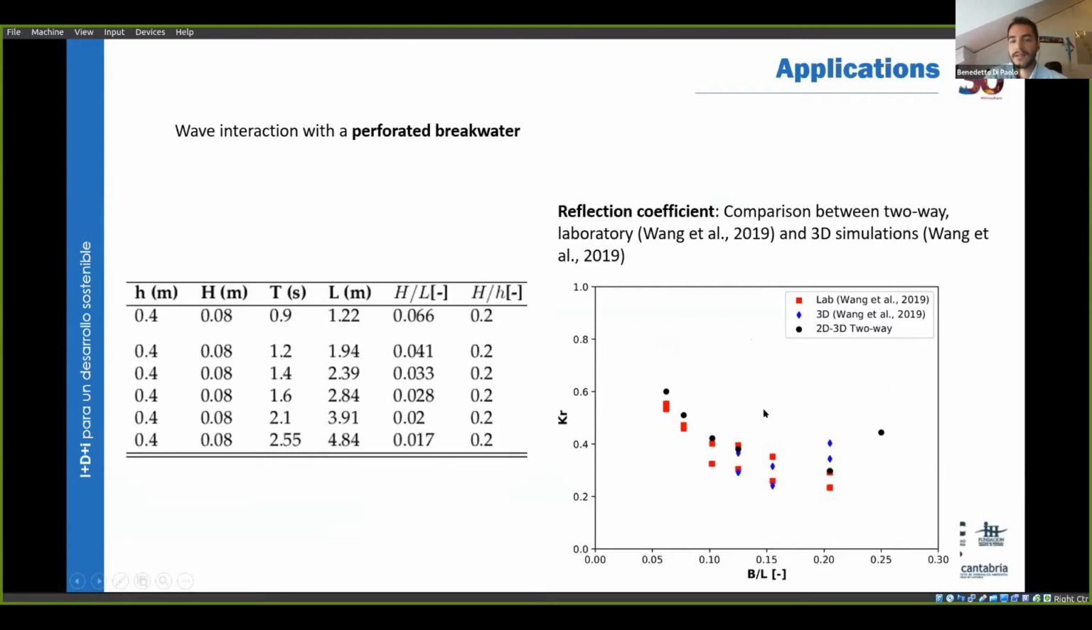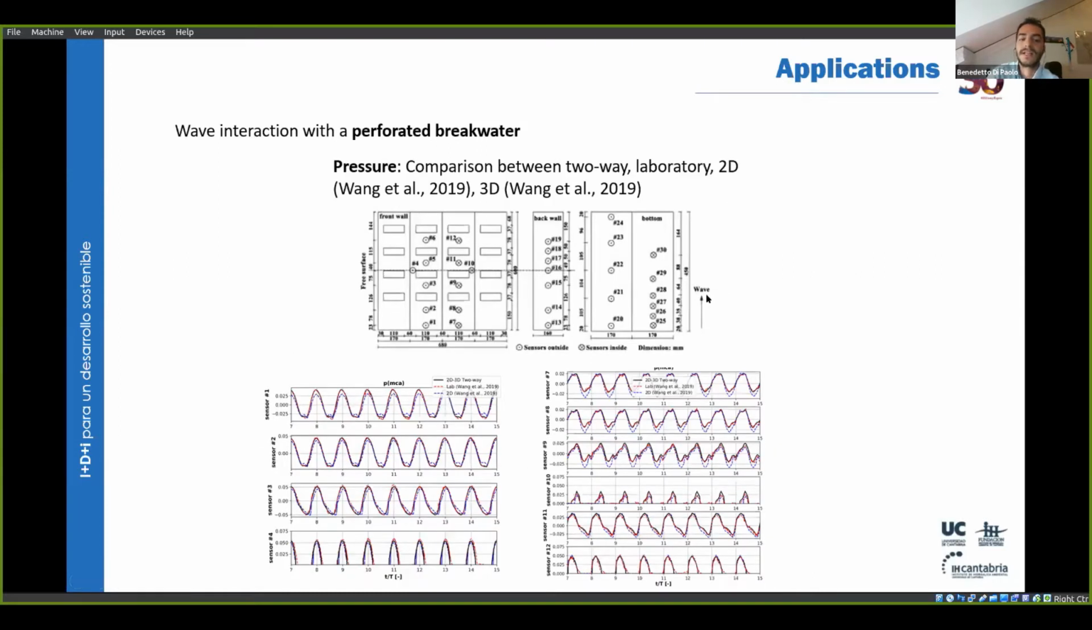And we first calculated the wave reflection coefficient, which is one of the most important parameters when designing these kind of structures. As you can see, the results of the two-way coupled models agree very well with both laboratory data and also with the three-dimensional simulation performed by Wang et al. in 2019.